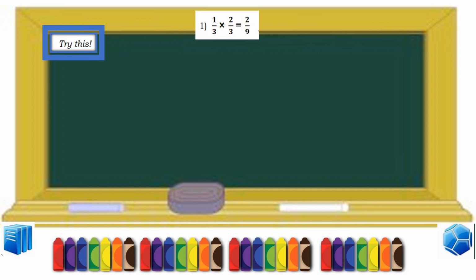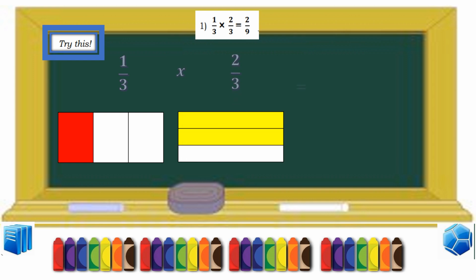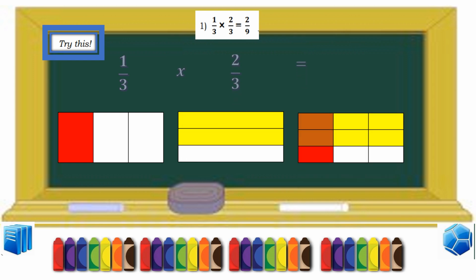So let's try this. 1/3 times 2/3 equals 2/9. So this is 1/3 times 2/3. Then we have the double shaded part, which is 2 out of 9 equal parts. So 2/9.